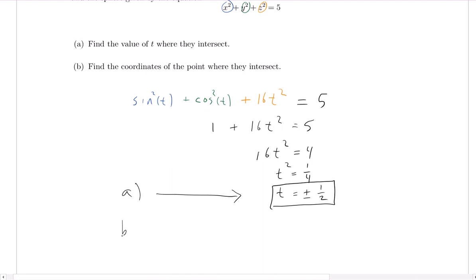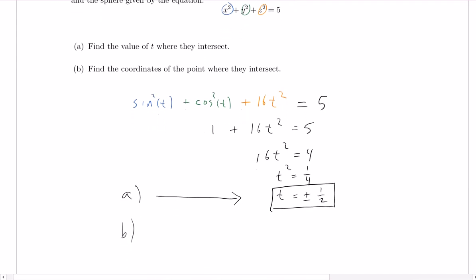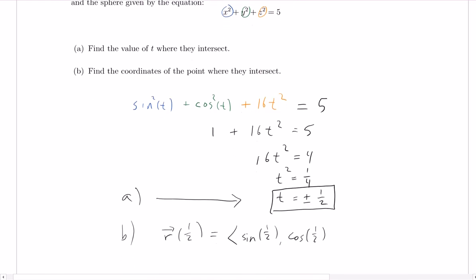Now part B is very easy, knowing the answer to part A. To find the coordinates of this point, just plug in 1/2 and negative 1/2 into the original vector function r. So we just plug in 1/2, and we get sine of 1/2, cosine of 1/2, and 4 times 1/2, which is just 2.